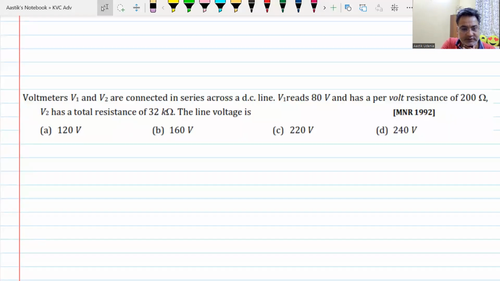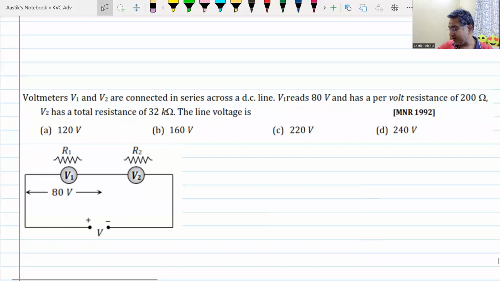And 240 volts is, my dear friend, the correct answer. And we have done such questions many times in many ways. This is how you can write it. This is the line voltage that you have to find out, V.